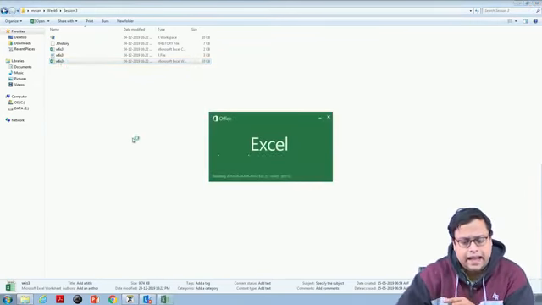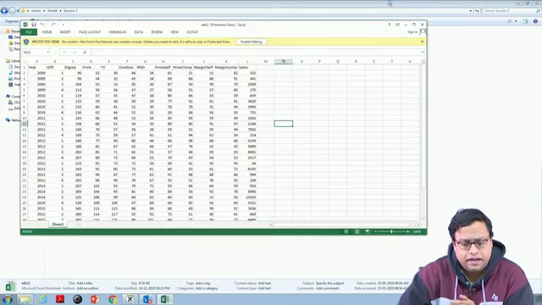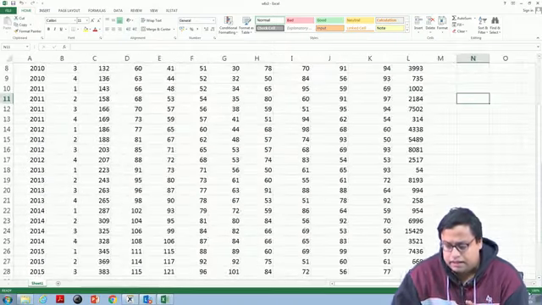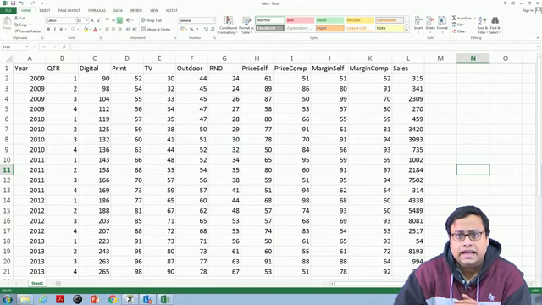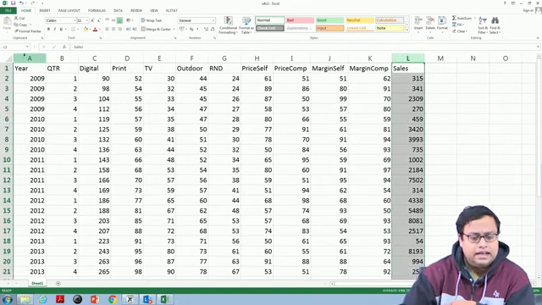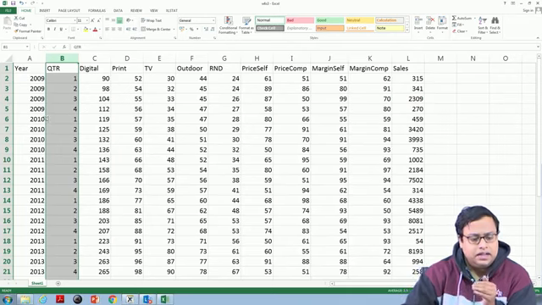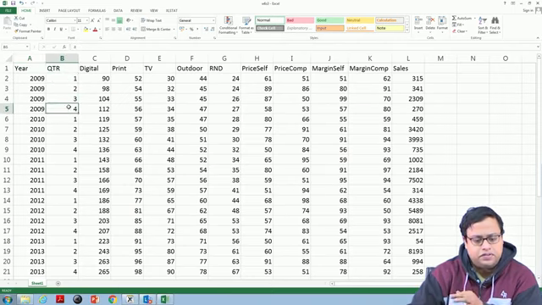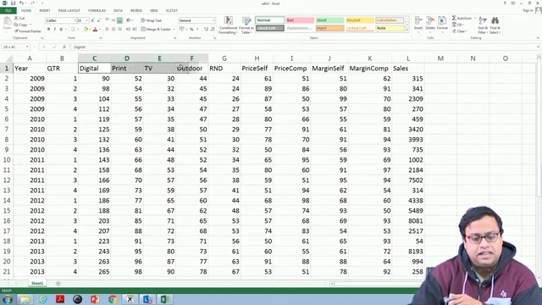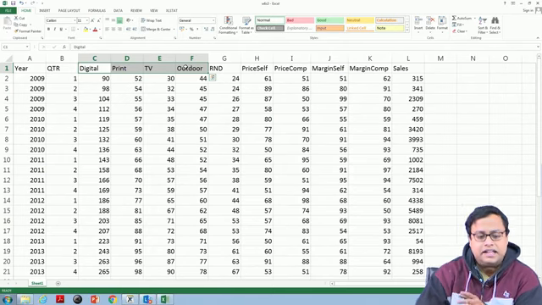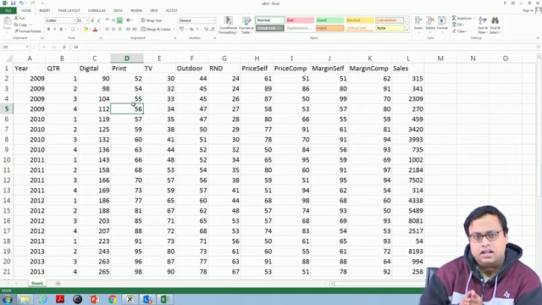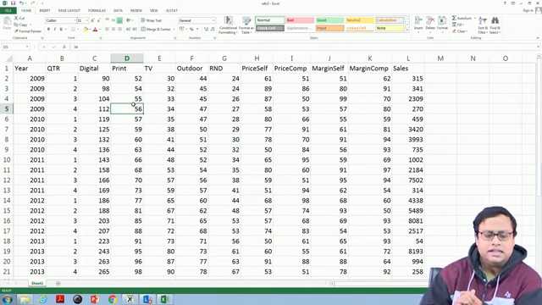The data set has sales for multiple time periods. If you check the data set carefully, I will just make it bigger. Now you will see that there is sales data here, and there is year and quarter number here. Year means from 2009 till 2016 the data is there. Then quarter numbers 1, 2, 3, 4, then again 1, 2, 3, 4. And then these are the 4 channels where expenditure has been done. The first channel is called digital, then the next channel is called print, the third is called TV and the fourth is called outdoor.